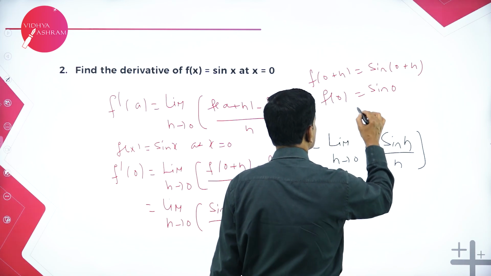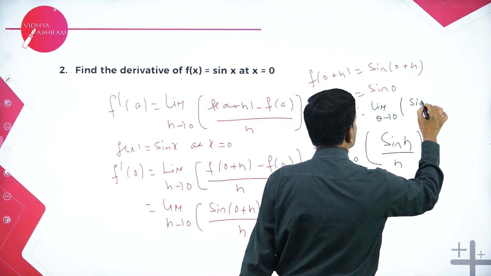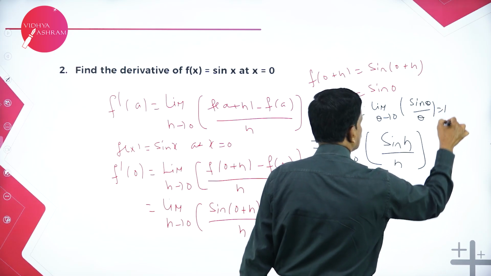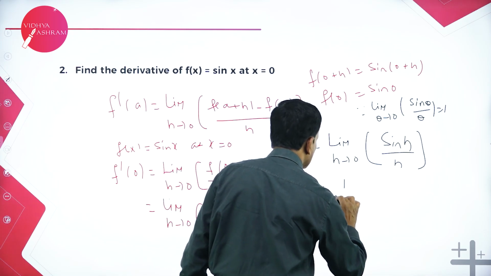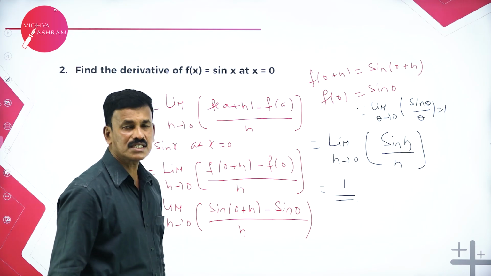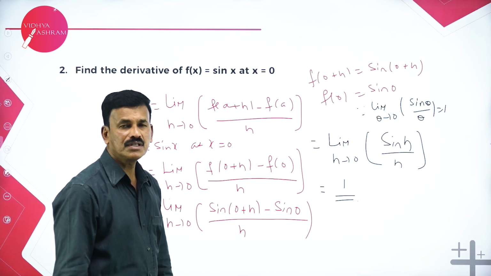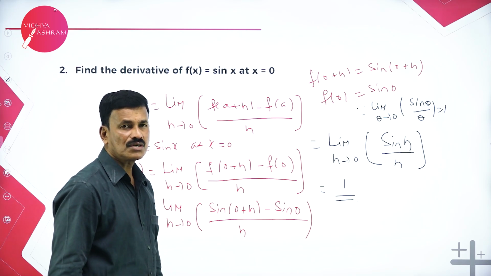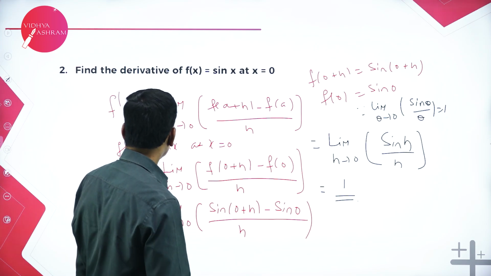So what is this equal to? Since you know there is one formula, limit theta tends to 0 of sin theta by theta, by the sandwich theorem, that is also equal to 1. So limit h tends to 0 of sin h by h is equal to 1. So the simplified answer is 1. That means the derivative of sin x at x is equal to 0 is 1. What is the derivative of sin x? Cos x. What is cos 0? Cos 0 is 1. That's it. Now move on to the next problem.